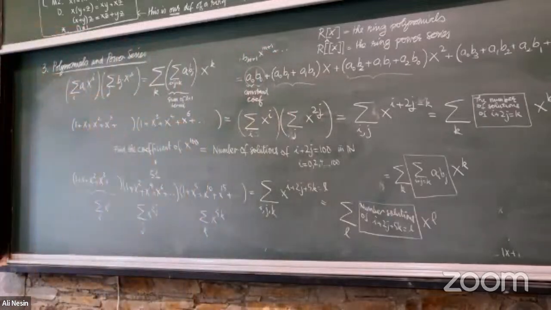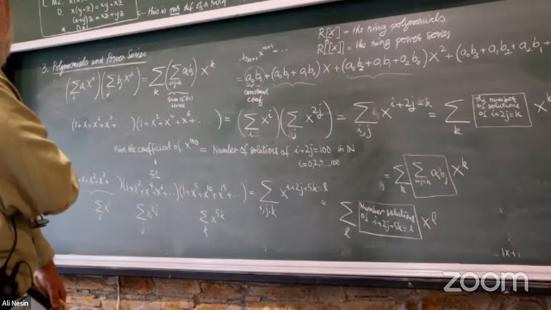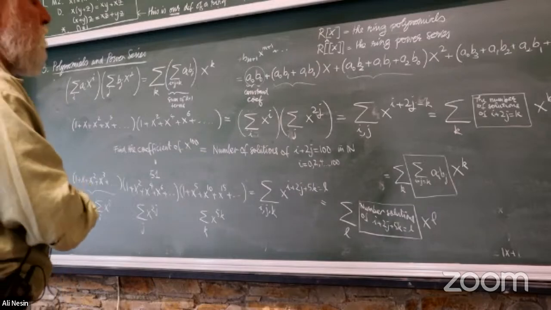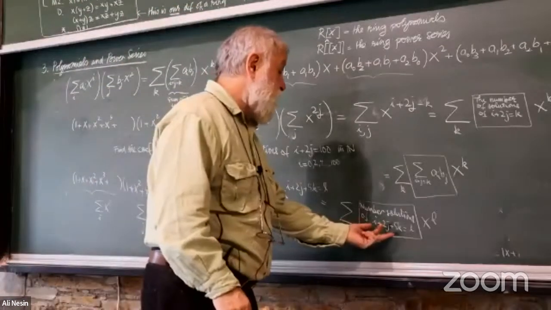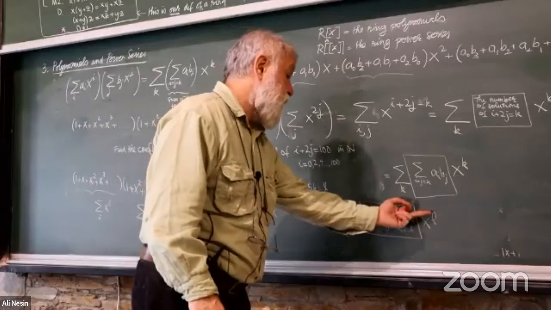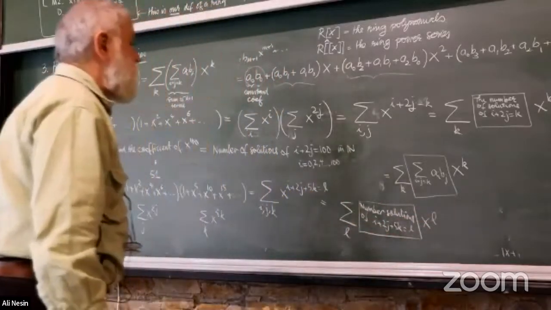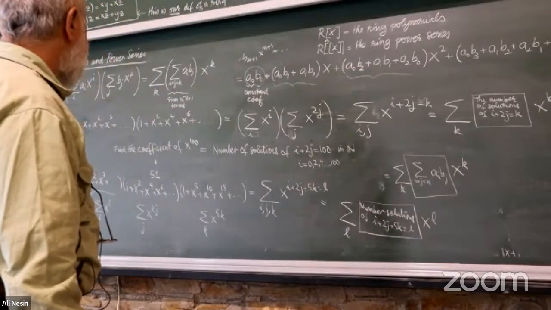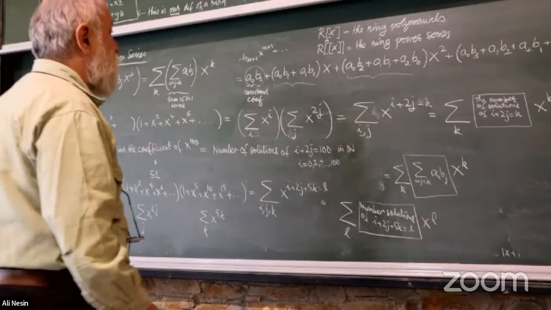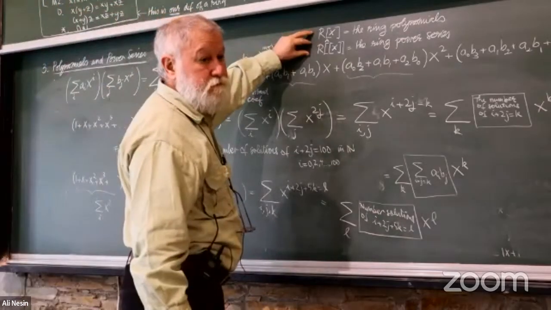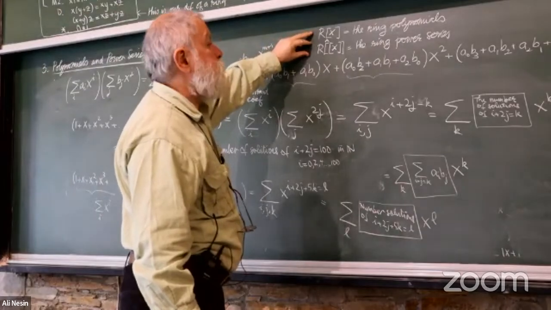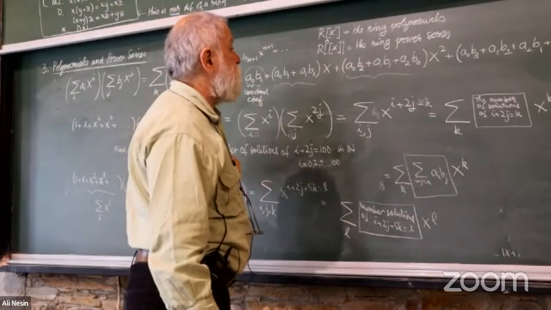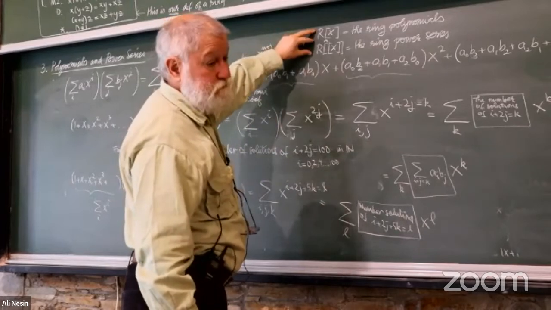I can give you a nice problem. For example, you can compute the coefficient of x to the 100. So you have two more examples of rings. They are both commutative.